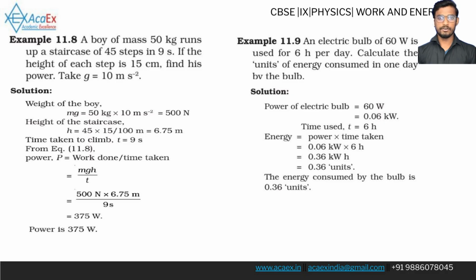Example 11.9. An electric bulb of 60 watts is used for 6 hours per day. Calculate the units of energy consumed in 1 day. Solution. Power of bulb equals 60 watts, which equals 0.06 kilowatts. Time used, t equals 6 hours. Energy equals power multiplied by time, which equals 0.06 kilowatts multiplied by 6 hours, which equals 0.36 kilowatt hours, or 0.36 units. The energy consumed is 0.36 units.